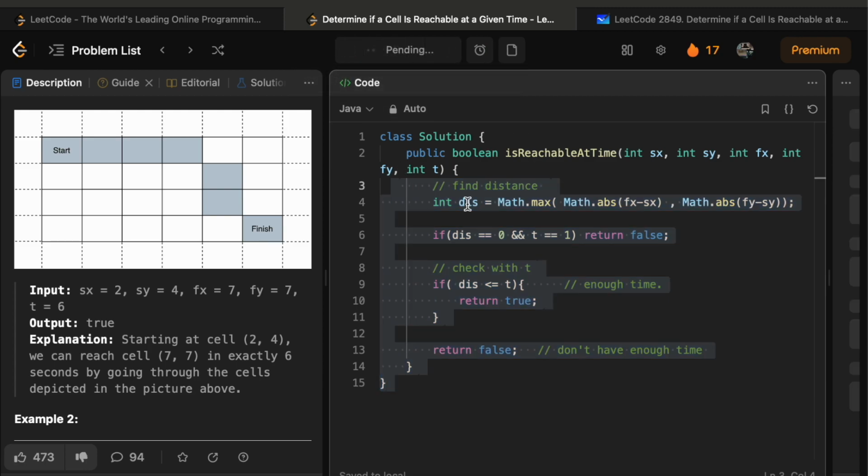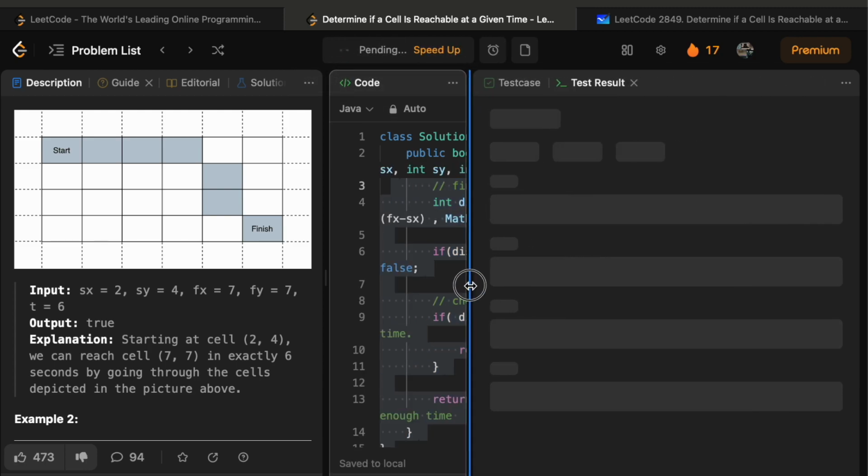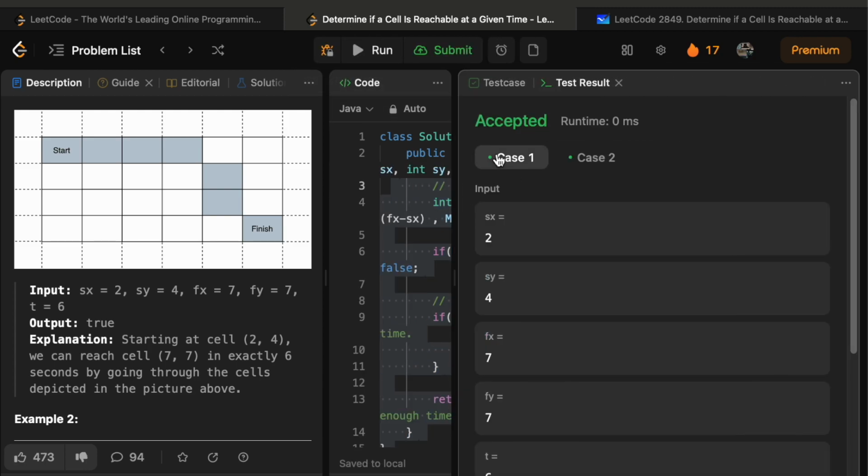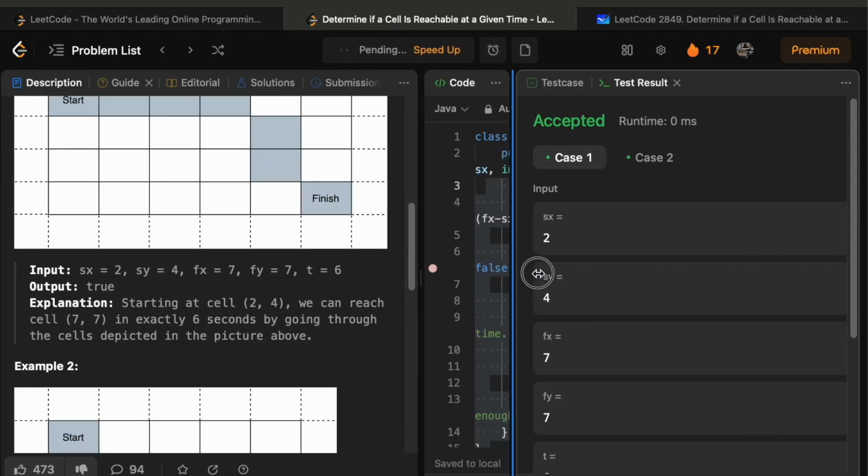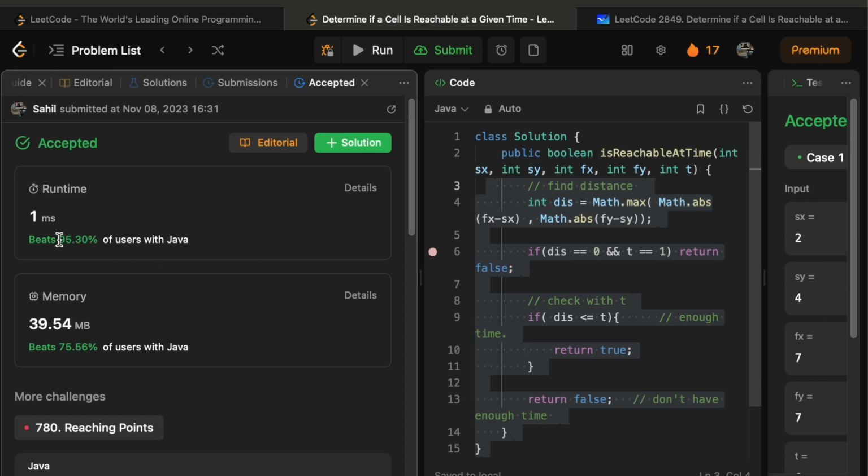Okay, let's try to submit this problem. I'm running it. Sample test cases are passed. Just submitting the solution. Okay, got submitted. Thank you.